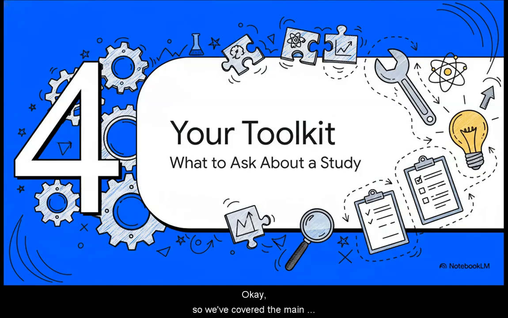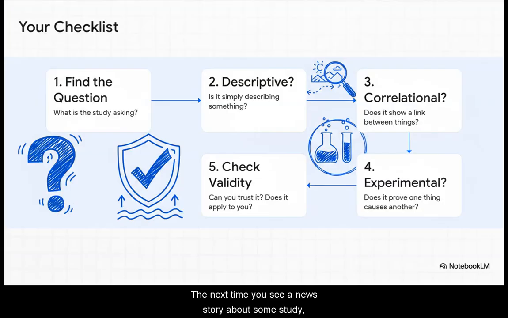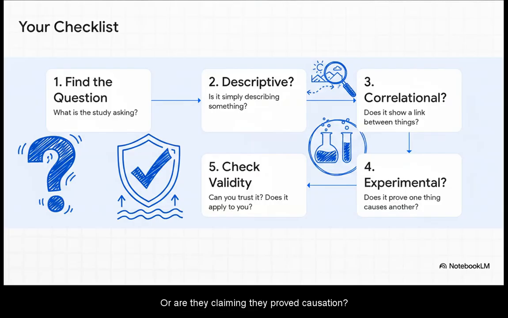Okay, so we've covered the main game plans and the essential quality checks. We have all the pieces we need. Now let's assemble them into a simple, really powerful toolkit you can use every single day. The next time you see a news story about some study, just mentally run through this checklist. First, figure out what they were trying to do. Are they just describing something, finding a link, or are they claiming they proved causation?